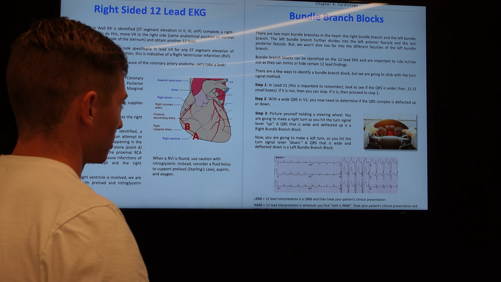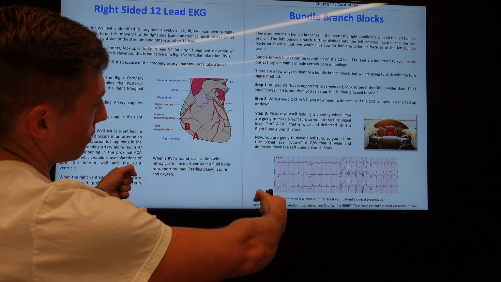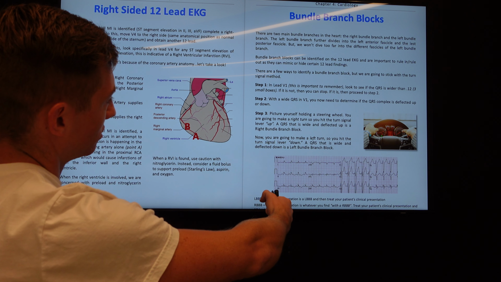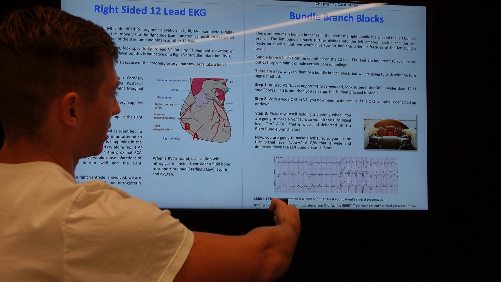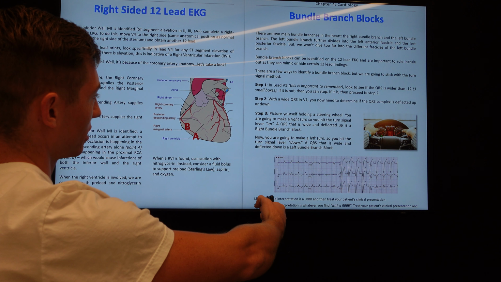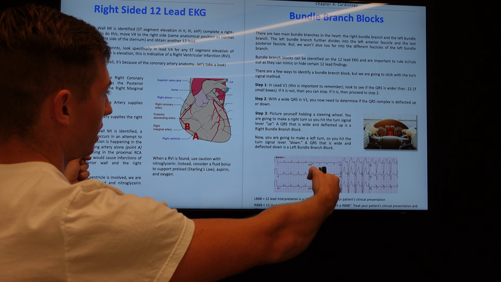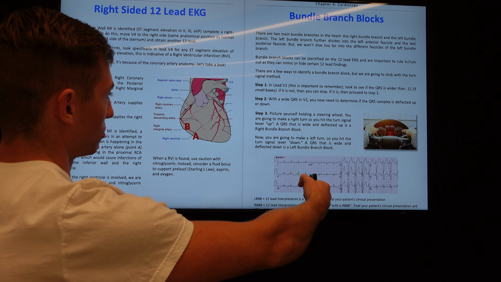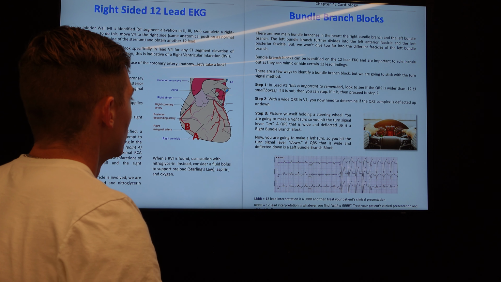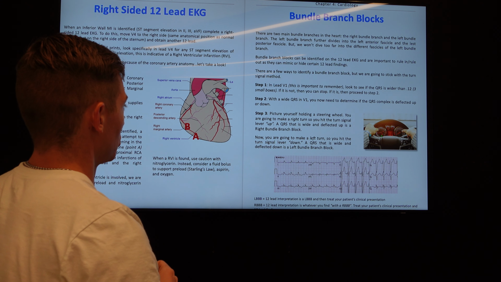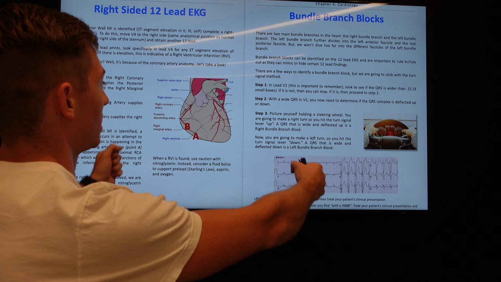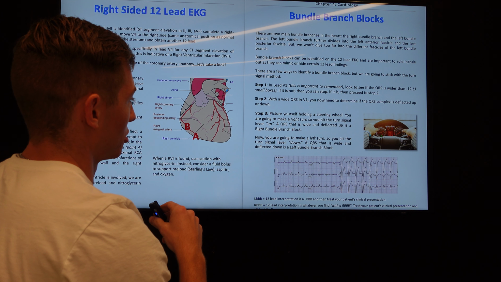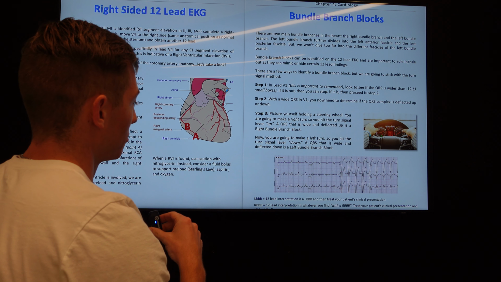So picture yourself holding a steering wheel. If you're going to make a right turn, you hit the turn signal lever up. A QRS that is wide and deflected up is a right bundle branch block. Now you're going to make a left turn, so you hit the turn signal lever down. A QRS that is wide and deflected down is a left bundle branch block. I haven't heard of that before. I like that.